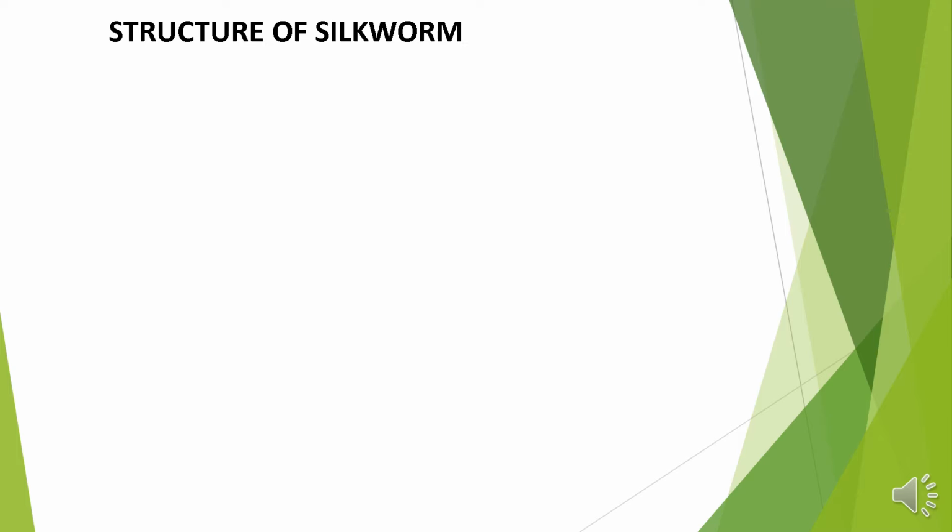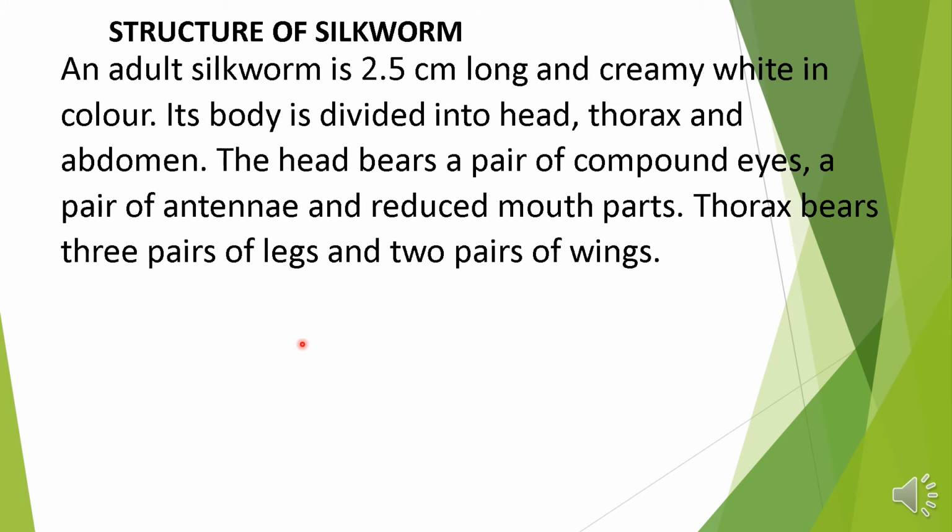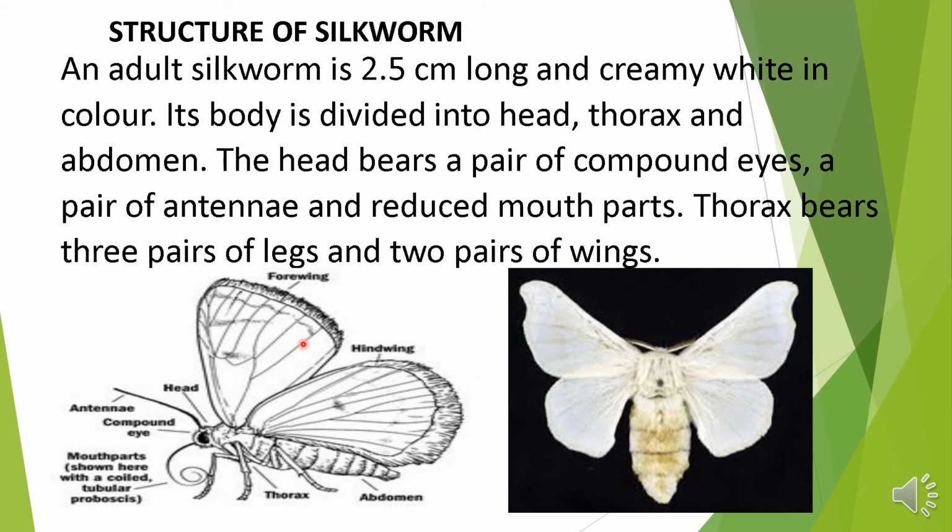Structure of the silkworm. An adult silkworm is about 2.5 cm long and creamy white in color. Its body is divided into head, thorax and abdomen. The head bears a pair of antennae and a pair of compound eyes and reduced mouth parts. The thorax bears 3 pair of legs and 2 pair of wings. This is all about the structure of the adult silkworm, that is we call it moth.